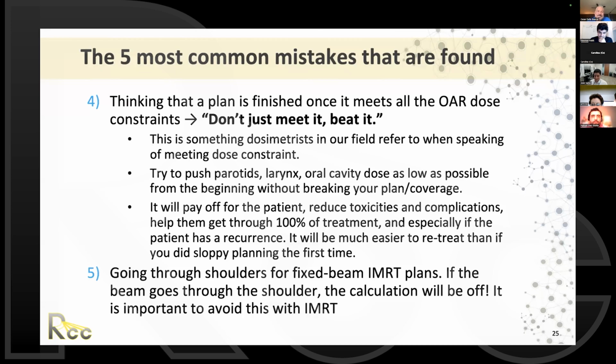And the last common mistake, which we talk a lot about, is the shoulders. Basically, it's when you see that something is going through the shoulder for a fixed beam IMRT plan.